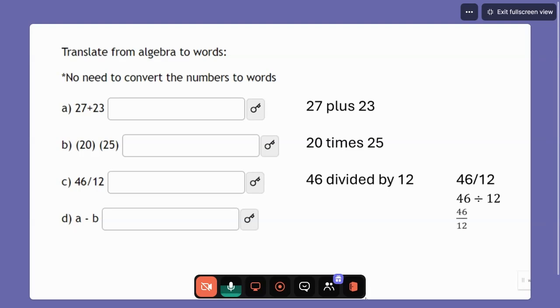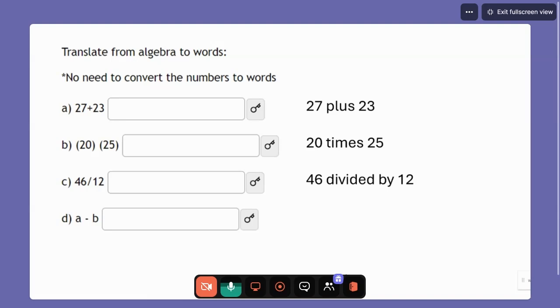Or as an actual proper, I was going to say a proper fraction. That's actually an improper fraction because the top is bigger than the bottom. But my point was written as an actual correct fraction, not with this sort of fake slash version over here. But they all do mean the same thing. All of those mean 46 divided by 12.